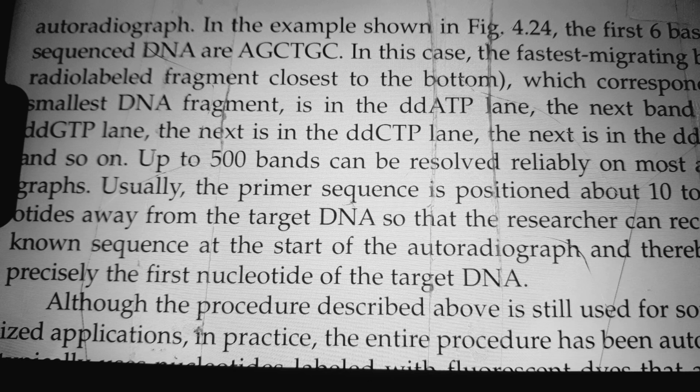In this case, the fastest migrating band, the radio-labeled fragment closest to the bottom, which corresponds to the smallest DNA fragment, is in the ddATP lane. And the next band is in the ddGTP lane. The next is in the ddCTP lane. The next is in the ddTTP lane, and so on. Up to 500 bands can be resolved reliably on most autoradiographs. Usually the primer sequence is positioned about 10 to 20 nucleotides away from the target DNA so that the researcher can recognize the known sequence at the start of the autoradiograph and thereby identify precisely the first nucleotide of the target DNA.